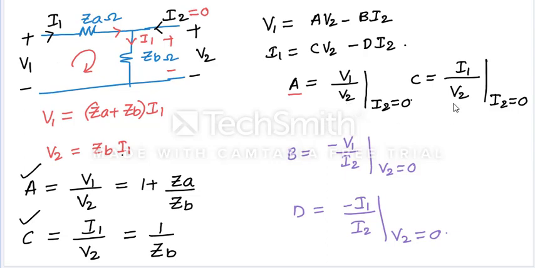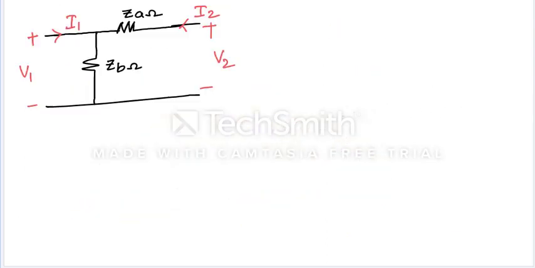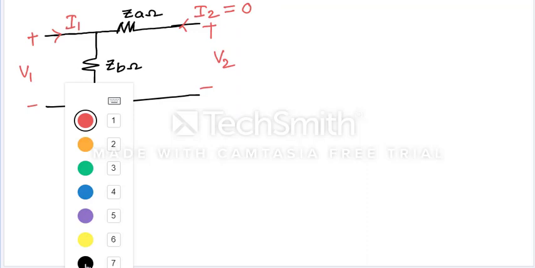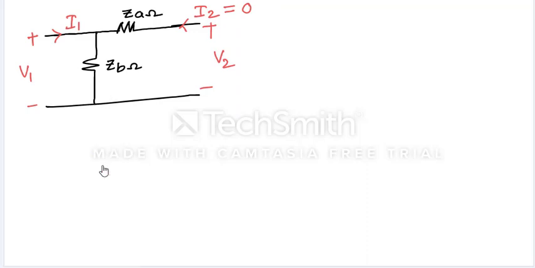As usual, we have seen A means V1 by V2 when I2 equal to 0, and C is equal to I1 by V2 when I2 equal to 0. So let us make I2 equal to 0 in both cases. I can make this current 0, I2 equal to 0. Now see what's happening. This current is I1. This other current is completely 0, isn't it?